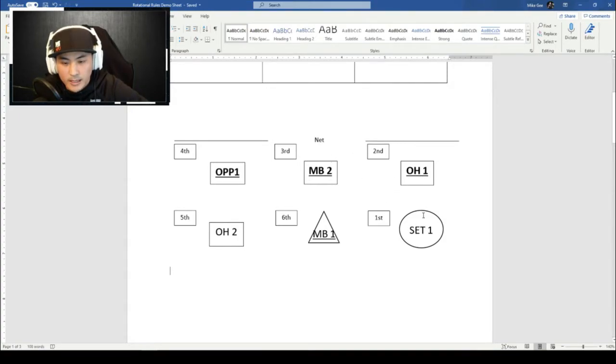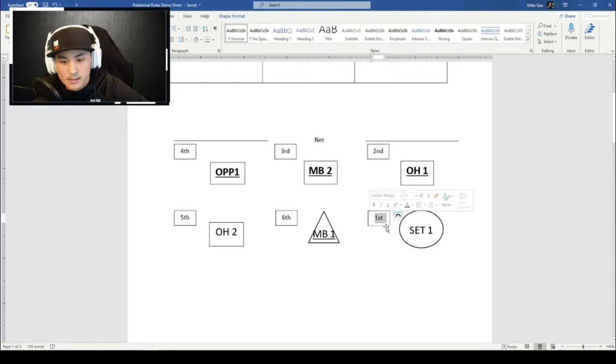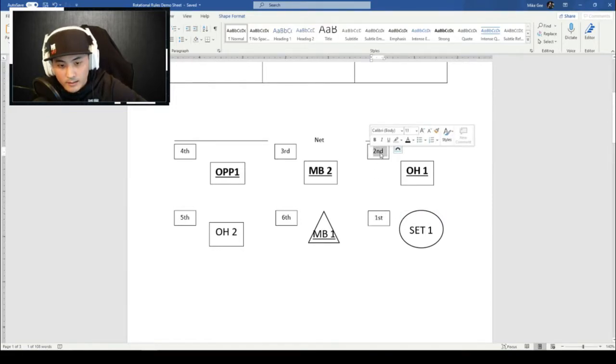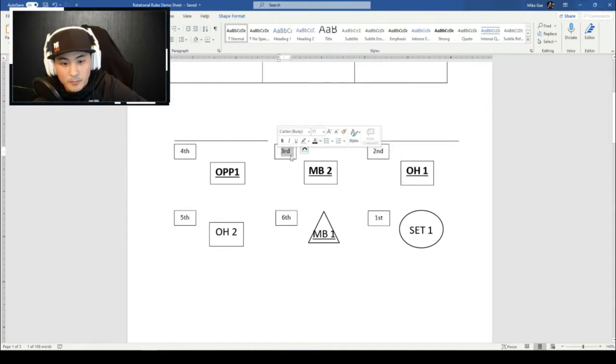This layout right now, if you look at these smaller boxes, the player in zone 1 is the first server. She's the one who's up to serve. The player in zone 2 is second, or right up next to serve. The player in zone 3 is third in line to serve. The player in zone 4 is fourth in line. The player in zone 5 is fifth in line. And the player in zone 6 is sixth in line.